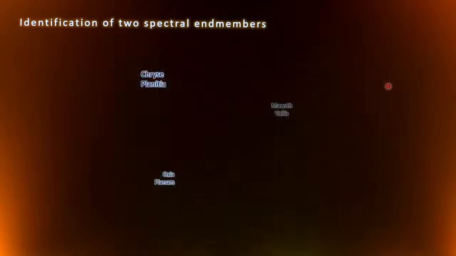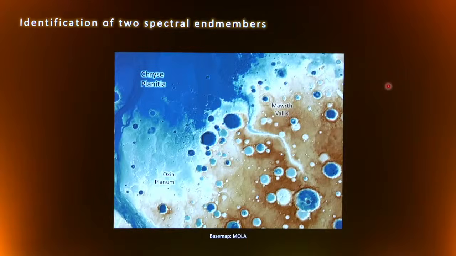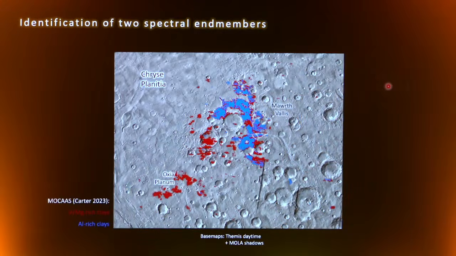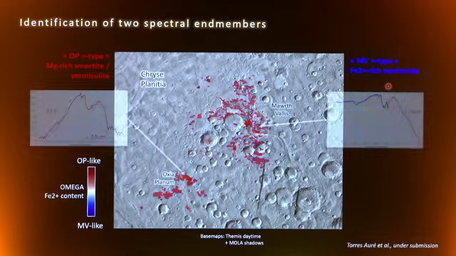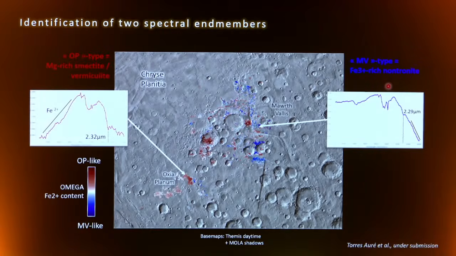Now let me show you some spectral maps and texture study. We are back at the dichotomy margin with Mawrth Vallis and Oxia Planum. When we took the detections from the MOCAS catalog, we masked all the aluminium-rich clays. With this study, we developed new spectral criteria that allow us to clearly distinguish two spectral end members.